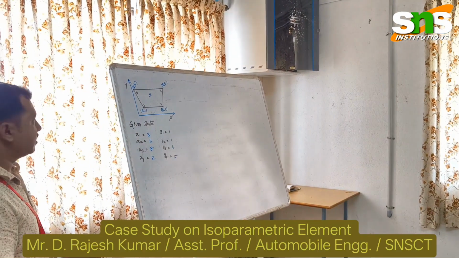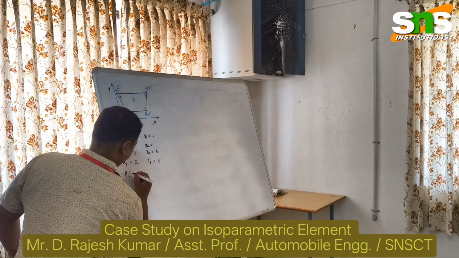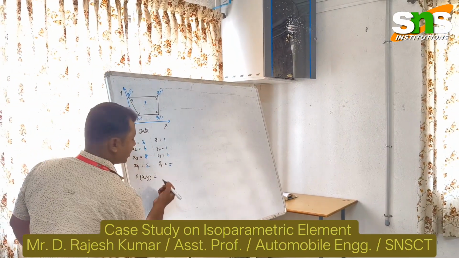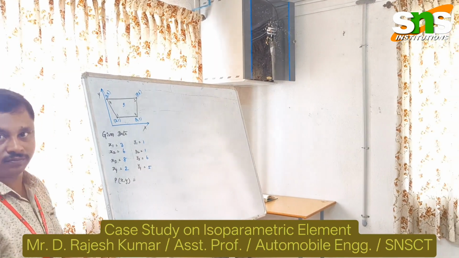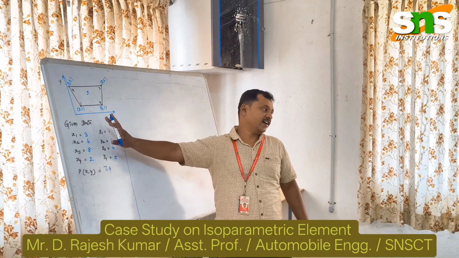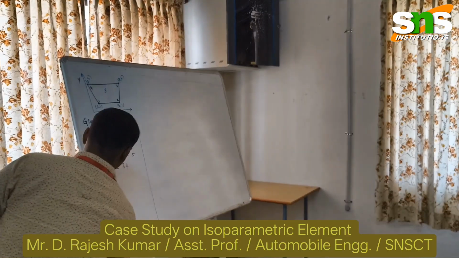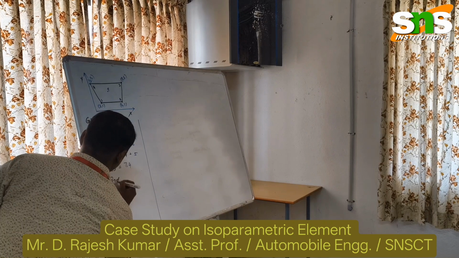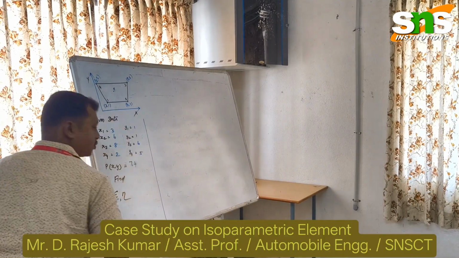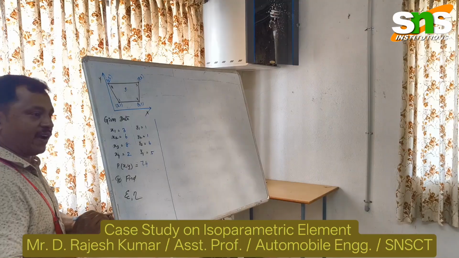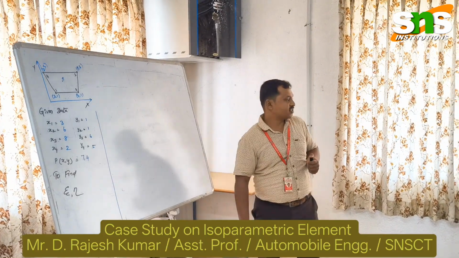Next, the point P is located. The point P of x, y, that is the Cartesian coordinate, is given as 7, 4. So this is the given data for this case, and you are asked to find the local coordinates, that is epsilon and eta. This is what you have to find. In order to find the values of epsilon and eta, there is a formula. What is the shape function?